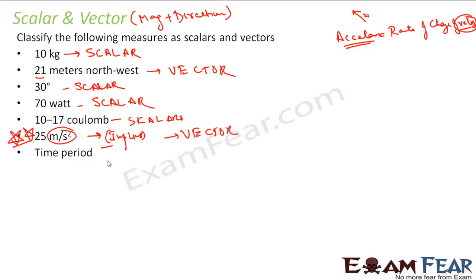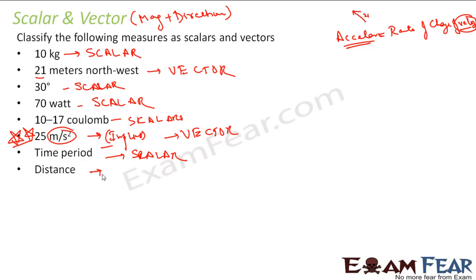Time period is a scalar. It has a magnitude. There is no direction. We never talk about 30 years or 40 years in east direction or west direction. We just talk about 30 years. If someone asks me how old I am, I say 40 years. I never say 40 years in west direction. Correct?